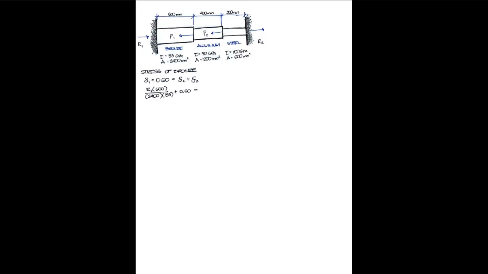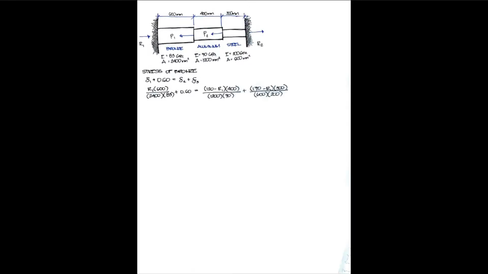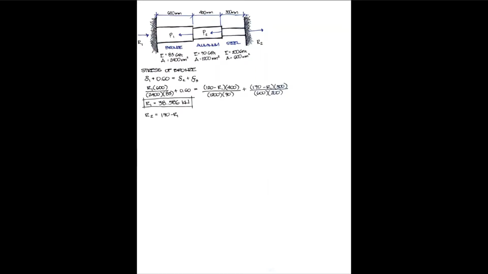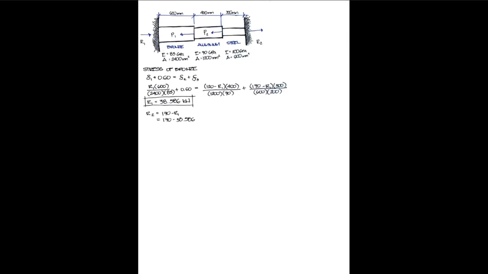R1 multiplied by 600 over 2,400 multiplied by 83 plus 0.60 is equal to 120 minus R1 multiplied by 400 over 1,200 multiplied by 70 plus 170 minus R1 multiplied by 300 over 600 plus 200, which yields reaction 1, which is 38.586 kilonewtons.